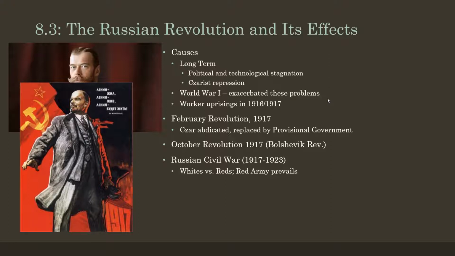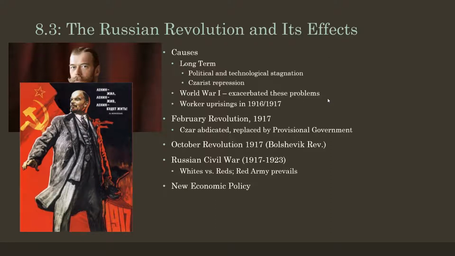The United States was officially neutral. These were people who were volunteers, but there were Americans who were fighting on the side of the Whites. So the Red Army prevails, communism prevails, and the Soviet Union begins its attempt at carving out a communist state, an attempt which will last for a little over 70 years until the early 1990s when it collapses.